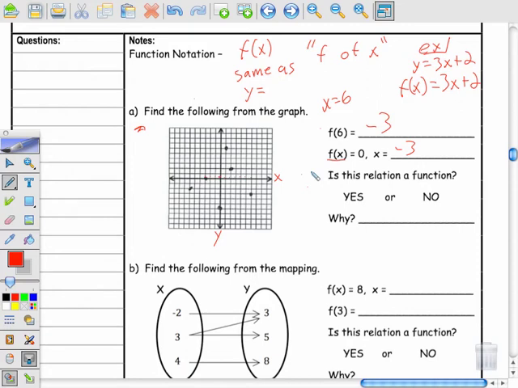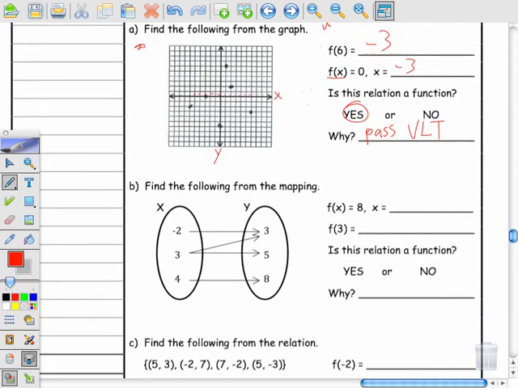Okay, and ask, is this relation, remember, a relation, your set of coordinates, a function? How can we tell, especially when we have a graph? Vertical line test. If you pass that vertical line test, are there any repeating x's? The answer is no, so that is a function. Why is it a function? Passes the VLT.